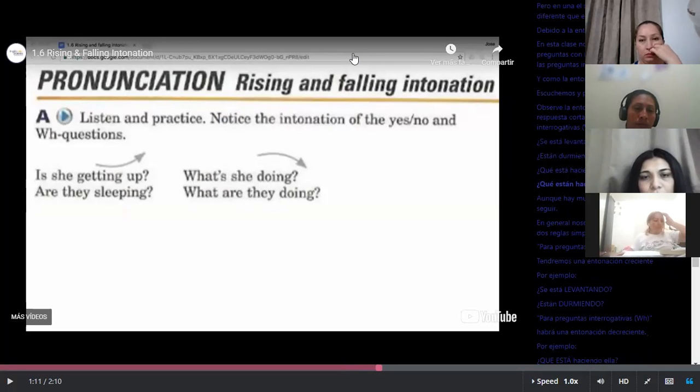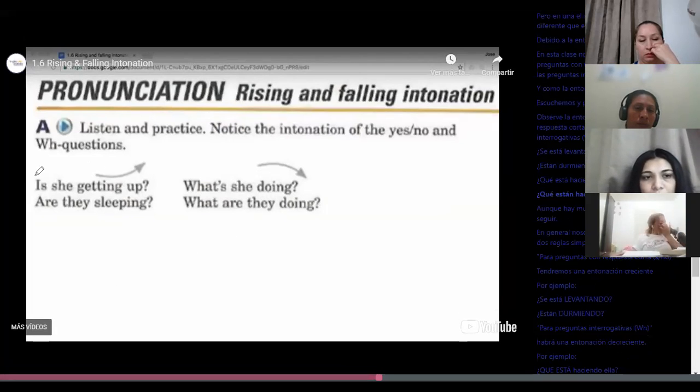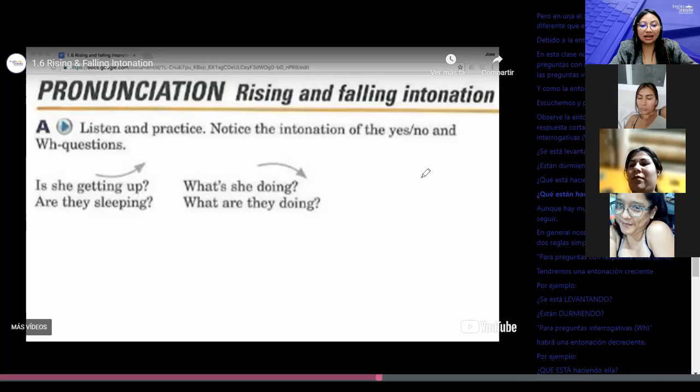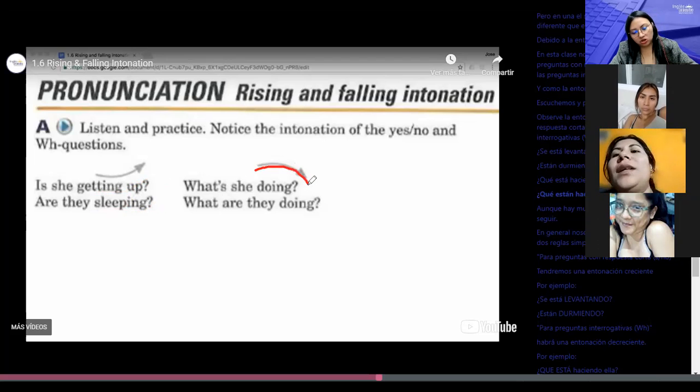¿Cómo entonces sé cuando sube la entonación o cuando baja? Miren. Questions using the verb to be. What is going to happen? The intonation goes up. ¿Pero será que todas las palabras le subo la entonación o a dónde está la entonación? Está en la última palabra, aquí, right here. Is she getting up? Are they sleeping? Listen. Is she getting up? Are they sleeping? ¿Qué pasa con el otro grupo de preguntas? What's she doing? What are they doing? Baja la entonación al final de mi pregunta.